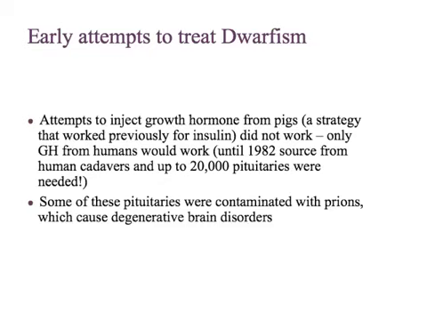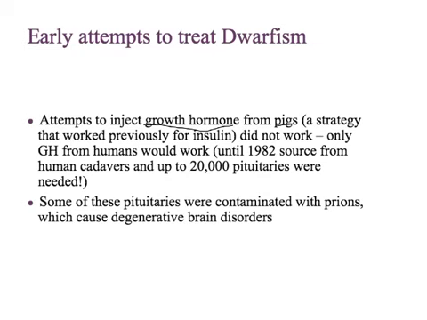For example, in the past, for people who were diabetic, doctors realized they could take insulin from pigs and give it to humans, and that helped to treat diabetes. So they tried the same thing with dwarfism. They said, okay, I'm going to take the growth hormone from pigs and give it to people who have dwarfism to see if it would work. But really, it did not work at all.